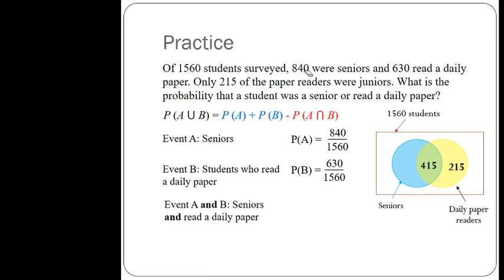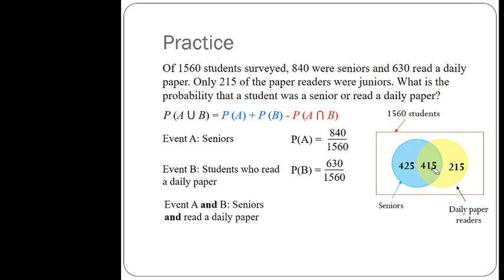Since we have 840 seniors, I can subtract away that intersection of 415 to get the total. And in this case, if I take 840 and I subtract the 415, we figure out 415. So let's make sure they add up. That's another way to check when you're drawing your Venn diagram. If I add these two numbers together, I should definitely get the 840 seniors because that circle represents all the seniors. If I add these two numbers up, right, I should get the 630 because that's how many read the paper. So that's a way to check that you've done it correctly.